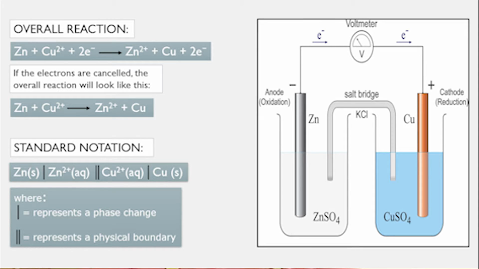This is the standard notation. The ones written before the single line represent the phase before the process happened, while the ones written after the single line represent the results after the process has been done. The single line represents the phase change, while the double line represents the physical boundary or the salt bridge.